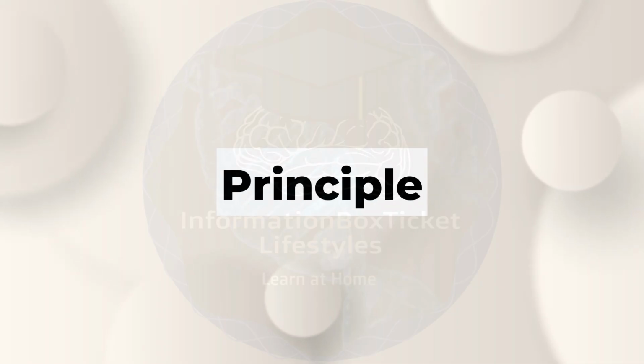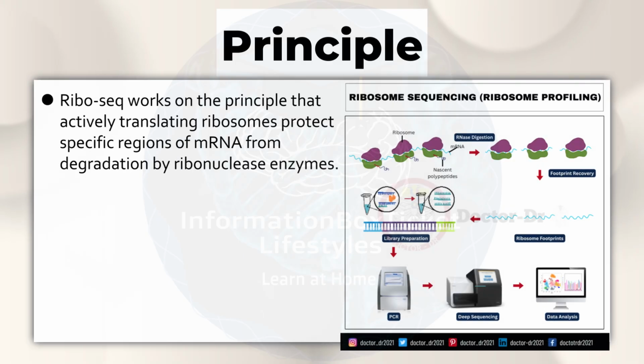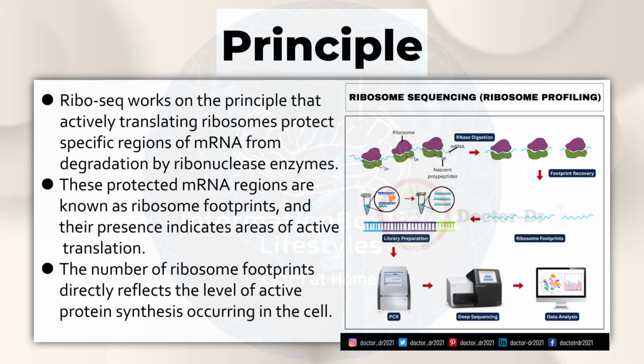Principle of ribosome sequencing. Ribosome sequencing works on the principle that actively translating ribosomes protect specific regions of mRNA from degradation by ribonuclease enzymes. These protected mRNA regions are known as ribosome footprints, and their presence indicates areas of active translation. The number of ribosome footprints directly reflects the level of active protein synthesis occurring in the cell.